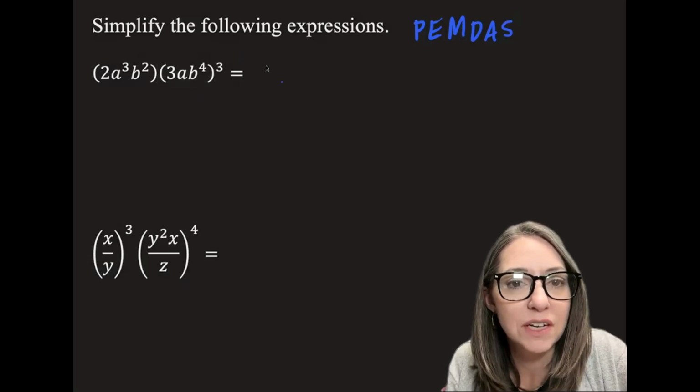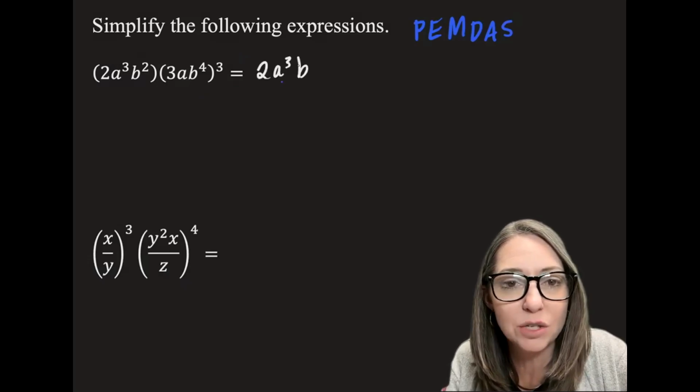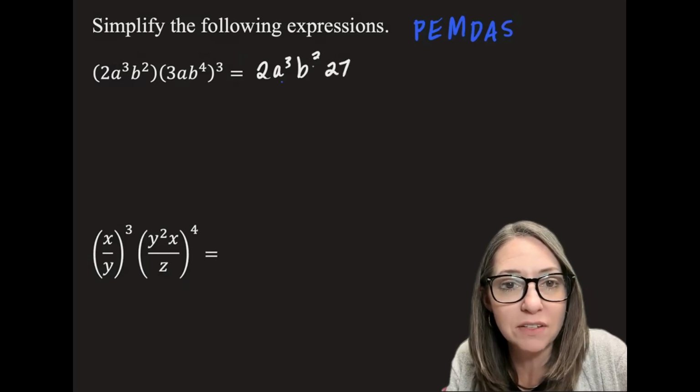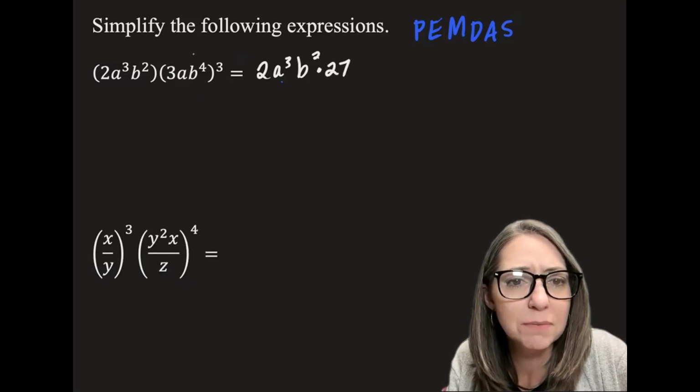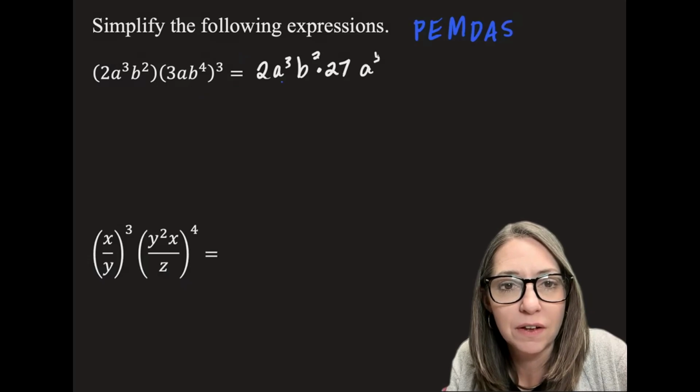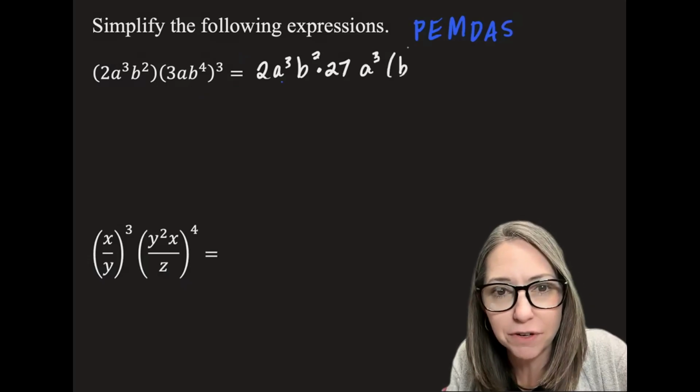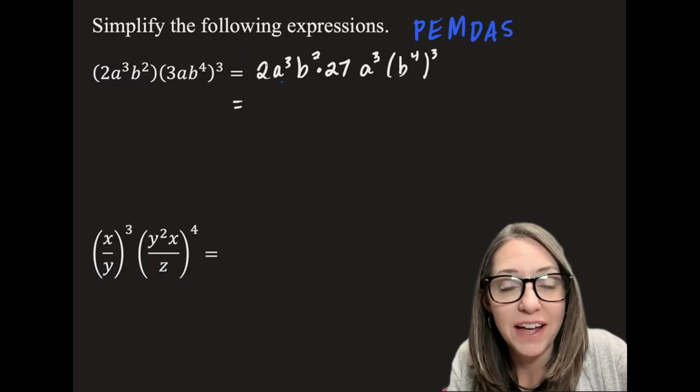And so that's going to give us, we're going to rewrite the first part as 2a cubed b squared, followed by, if I cube 3, that would be 27. So there's a times there, times a cubed times b to the fourth all cubed. I'm going to write that first as exactly that, b to the fourth all cubed. All right, and then we're going to simplify.